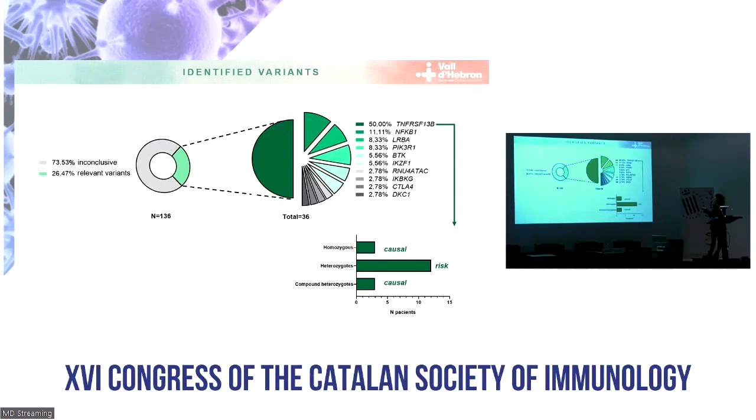In this figure at the bottom, you can see the distribution of the TACI variants, and we established causality in all the variants that were biallelic, so the homozygous and compound heterozygous, and we consider variants of risk all the variants that were heterozygous.